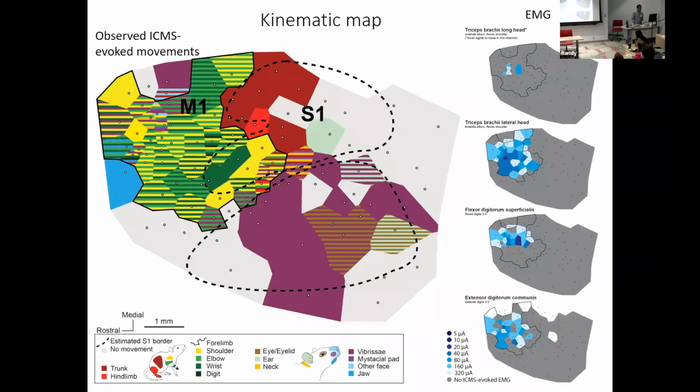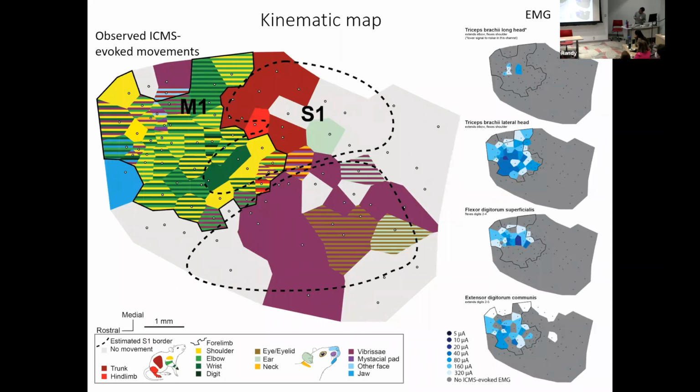And we create two kinds of maps. One of them I call a kinematic map. Essentially, this is us observing the movements that happen during stimulation and videotaping them. And the striped colors indicate the combinations of body parts that move when we stimulate a range of different sites. And I'll note also that we get these maps across motor cortex and somatosensory cortex and anteparietal cortex.